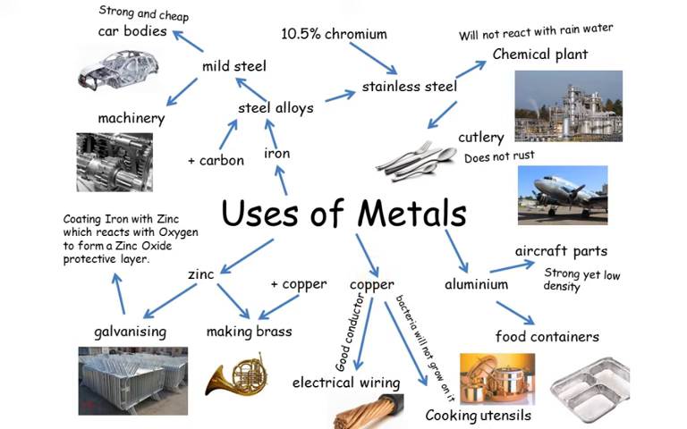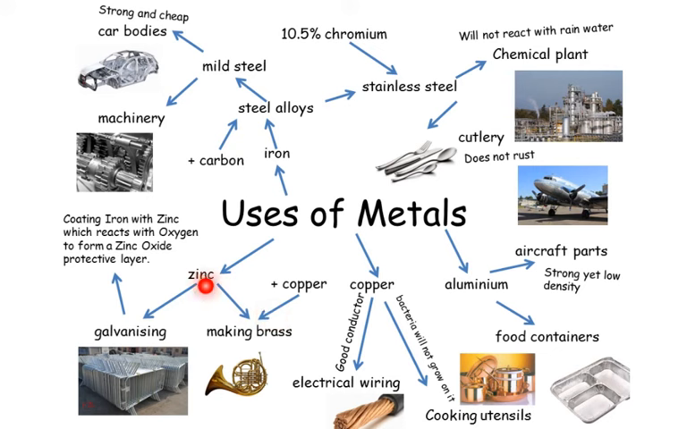Copper. Bacteria will not grow on the surface of copper, making it excellent for cooking utensils. It's also a fantastic conductor, which is why it's used in electrical wiring. If I take copper and I add it to zinc, I end up making brass.